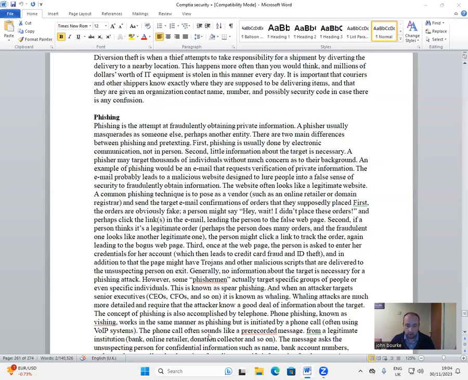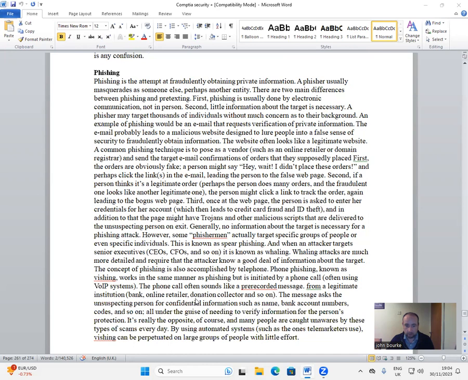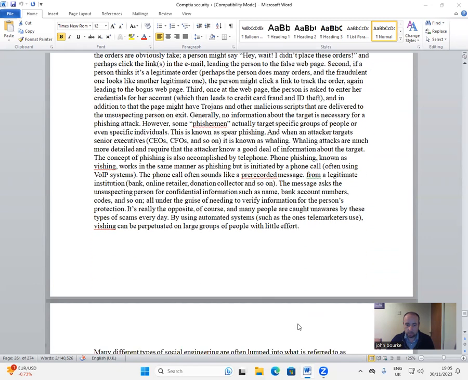The phone call often sounds like a pre-recorded message from a legitimate institution, bank, online retailer, donation collector, and so on. The message asks the unsuspecting person for confidential information such as a name, bank account numbers, codes, and so on, all under the guise of needing to verify information for the person's protection. It's really the opposite, of course, and many people are caught unawares by these types of scams every day. By using automated systems such as the ones telemarketers use, vishing can be perpetrated on a large group of people with little effort.